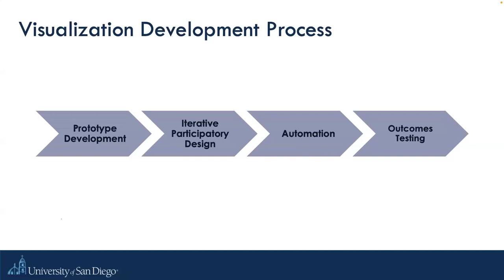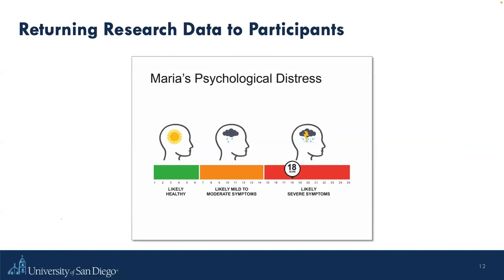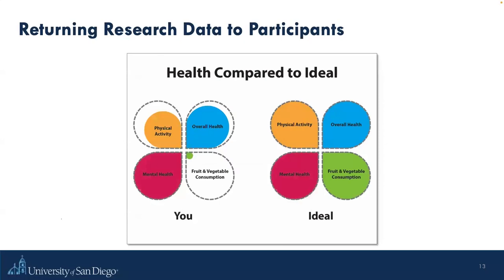So here's an example of returning research data to participants and an infographic designed to do that. So here, this is a visualization of the Kessler Psychological Distress Score, which was collected for a research project. And if I just say to you, you have an 18 on the Kessler, that's not going to mean very much to you. So here, what we're trying to do is help the viewer interpret what does an 18 mean. In this case, we're taking multiple variables, physical activity, overall health, mental health, and fruit and vegetable consumption, and combining them into one graphic so that the viewer can compare themselves to the ideal.